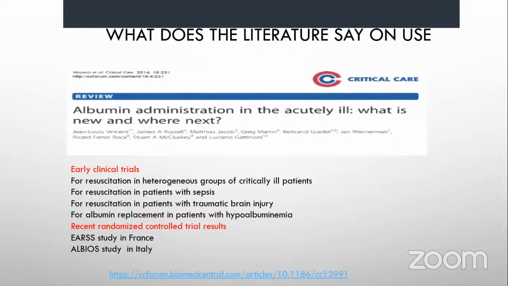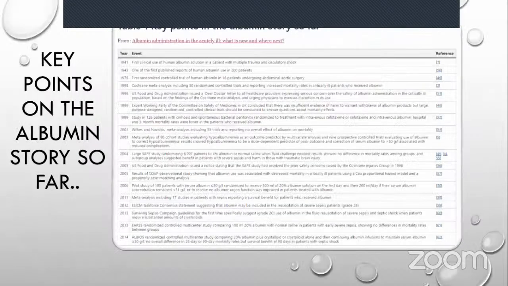Okay, moving forward, what does the literature say on albumin use? This paper by Jean-Louis Vincent in 2014 tried to bring out the practices of albumin in critically ill patients from inception up to now. So we're going to look at them, as key points on the albumin story so far. How did albumin come about? We see in 1941, the first clinical use of albumin.